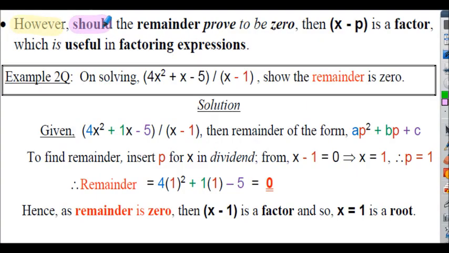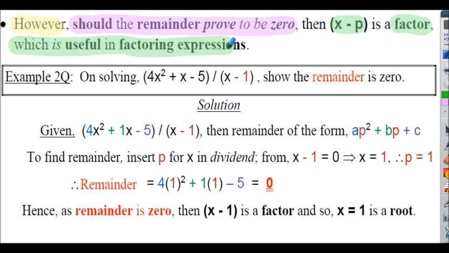However, note that should the remainder prove to be 0, then the divisor x minus p is a factor, which is useful when factorising expressions such as quadratics and particularly cubics. Let's consider example 2q. It says on dividing 4x squared plus x minus 5 by x minus 1, we've got to show the remainder is 0. So here's our solution. The 4x squared plus 1x minus 5 is our dividend, a quadratic expression, and the x minus 1 is our divisor, that's our linear expression.